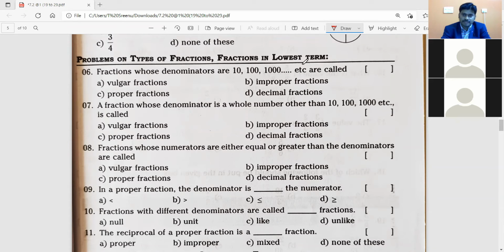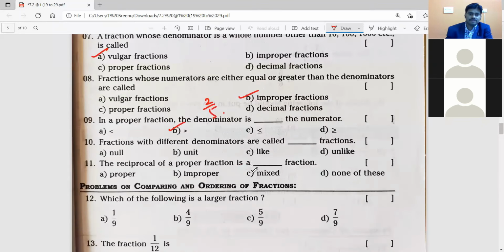Okay, Chaitanya. And Tauzuddin, just check your answers. Whose denominators are 10? Yes, it is decimal. Whose denominator is a whole number other than 10? It is vulgar. Fractions whose numerator is either equal to or greater than the denominator, numerator is greater, are improper. A proper fraction, denominator is big. Proper fraction is like this. Denominator big, no? So don't confuse there. And fractions with different denominators are called unlike.